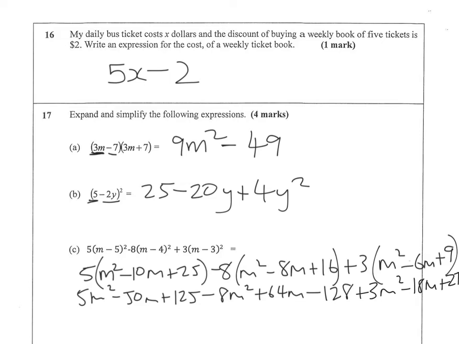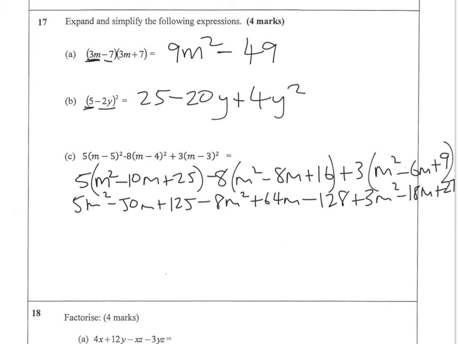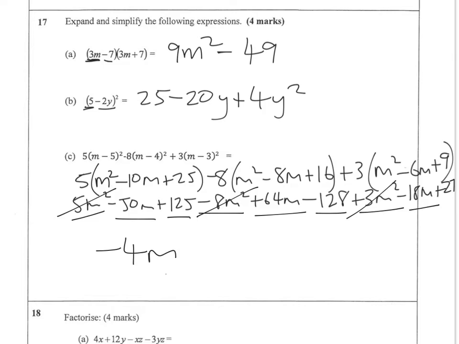Okay, collect like terms. So we have 5m squared, take away 8m squared, which is negative 3m squared, plus another 3m squared, will actually cancel out. We have negative 50m plus 64m, well that will get us positive 14m, take away another 18m, which will get us negative 4m. 125 take away 128 will get us negative 3, plus 27 will get us positive 24.